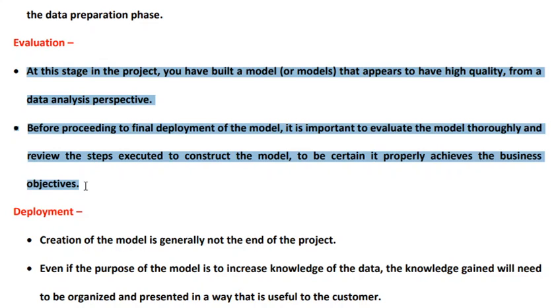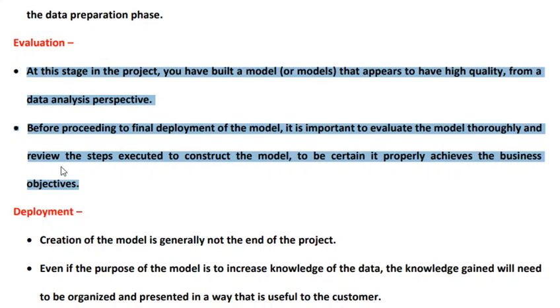So it's very much important for us to evaluate the credibility of the model. Before proceeding with the final deployment of the model, it is very much important to evaluate the model thoroughly and review the steps executed to construct it, to ensure that it's capable of properly achieving the said business objectives. So this is very much important. Our model evaluation is very much important.